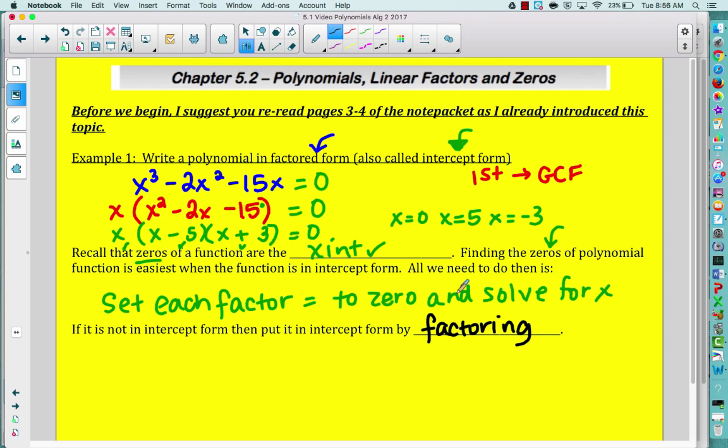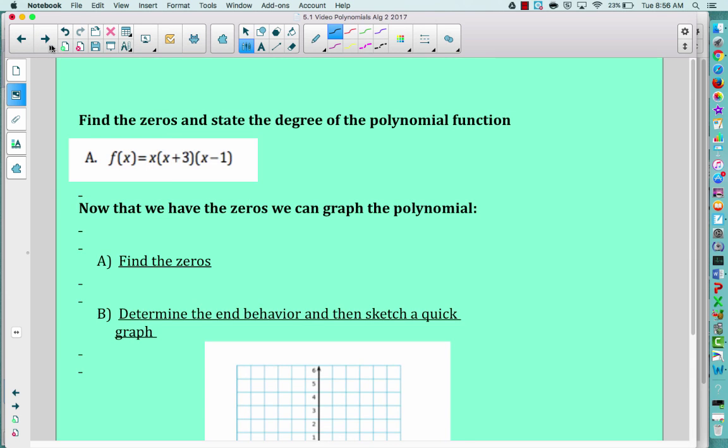All right, so how does this relate to the graph? All right, so we're going to add on to what we learned yesterday. First, we're going to find the zeros, and we're going to state the degree of the polynomial. Okay, so let's look at the degree first. Now, yesterday, it was easy for me to find the degree because they were in standard form. You don't want to have to put it in standard form to find the degree.